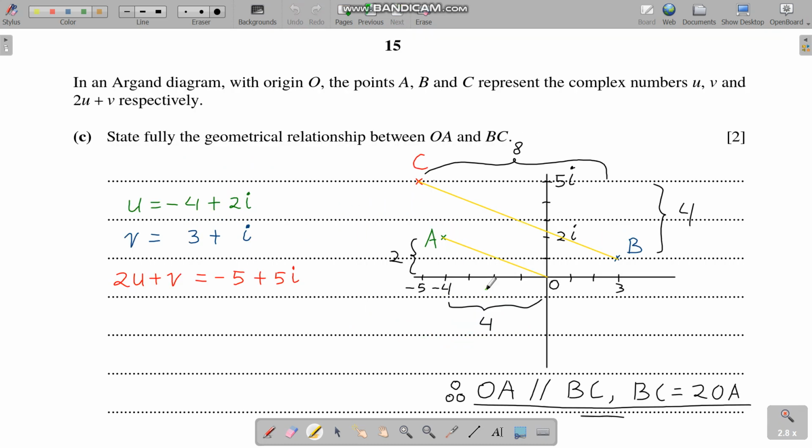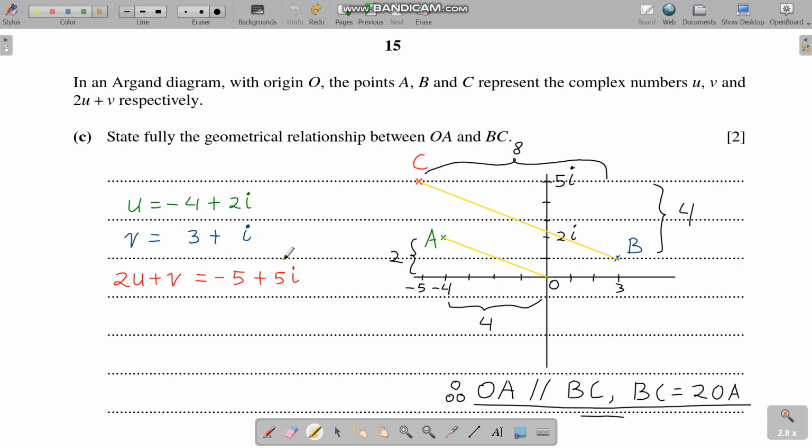Alright, next. State fully the geometrical relationship between OA and BC. So ABC represent u, v and 2u + v. Okay, so u is A, -4 + 2i. This is the u, this is the v. From the previous part, we know u and v. And 2u + v would be 2 times -4 plus 3, that's -5, and 2 times 2 plus 1, that will be 5.